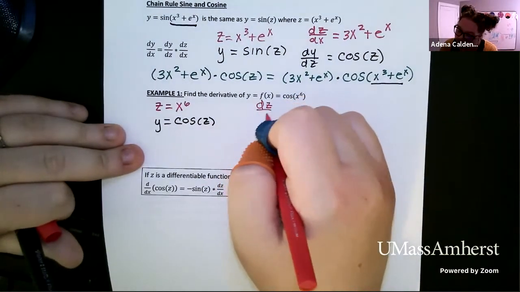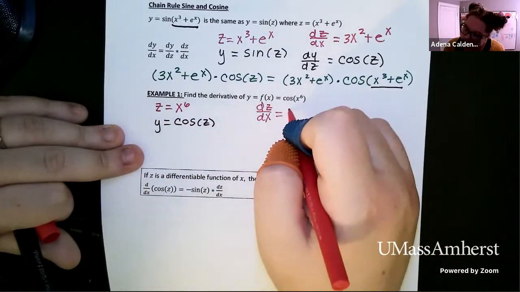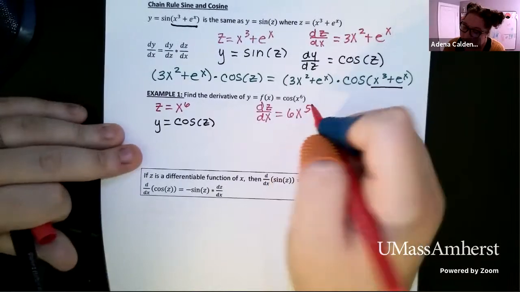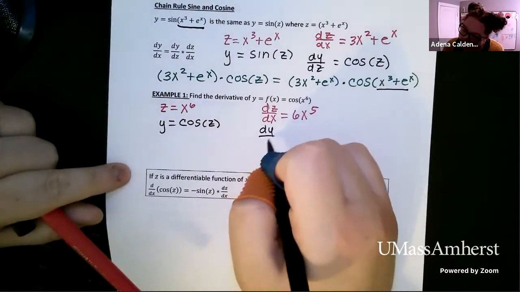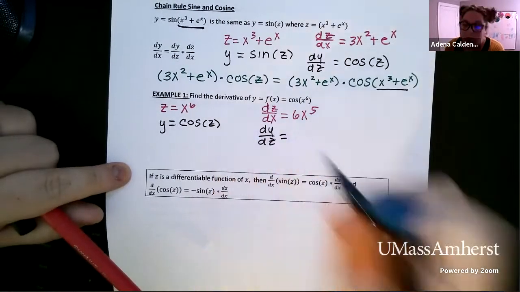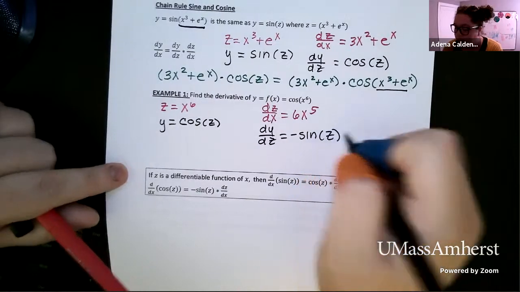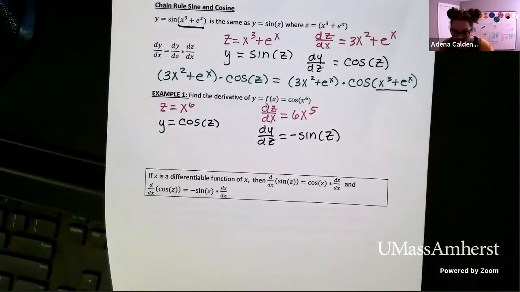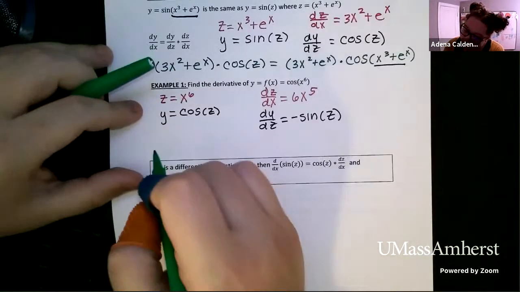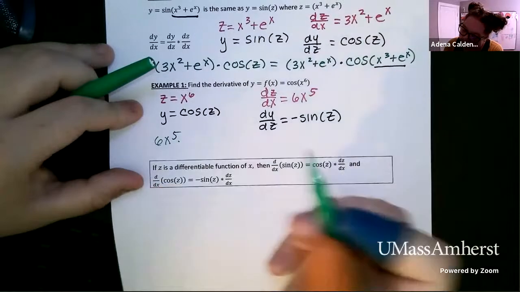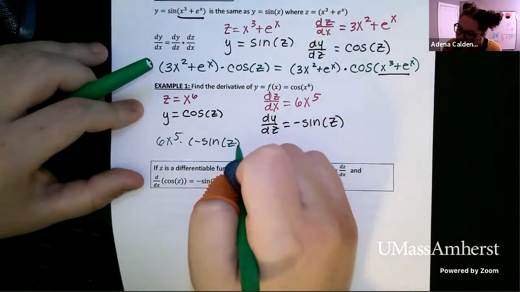So again, the first one is dz/dx, the derivative of z with respect to x. And that's going to give us 6x to the 5th. Then we want to find dy/dz. The derivative of cosine is negative sine. So we have negative sine z. Now we want to multiply these together. So we have 6x to the 5th times negative sine z.